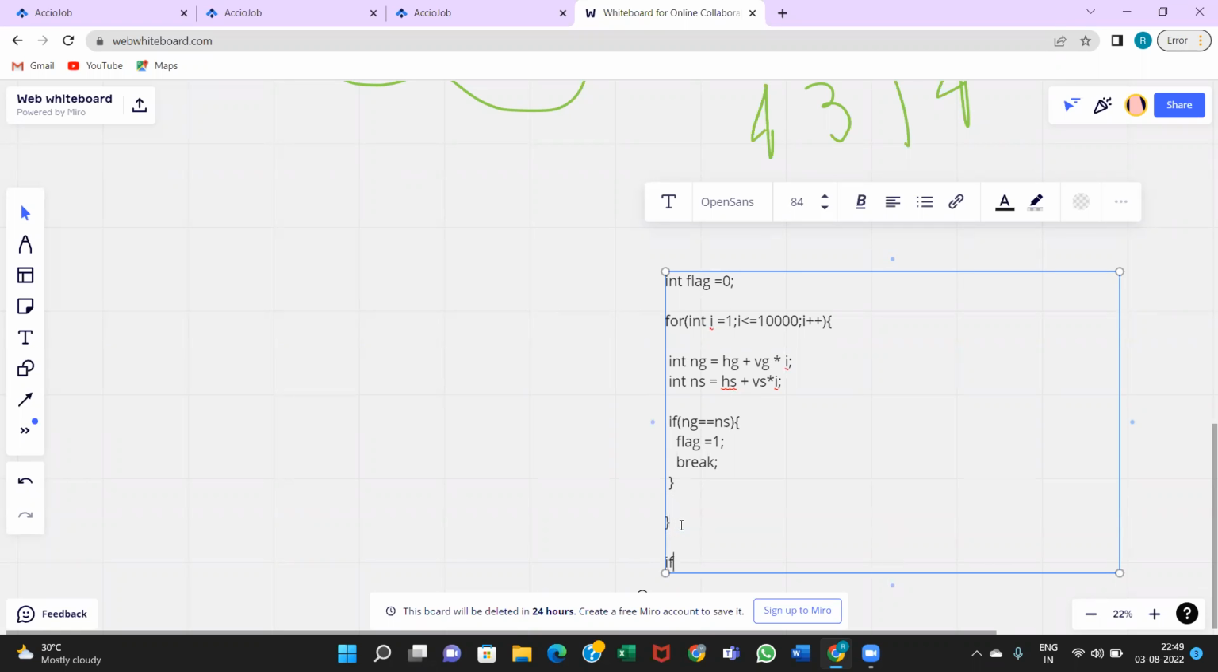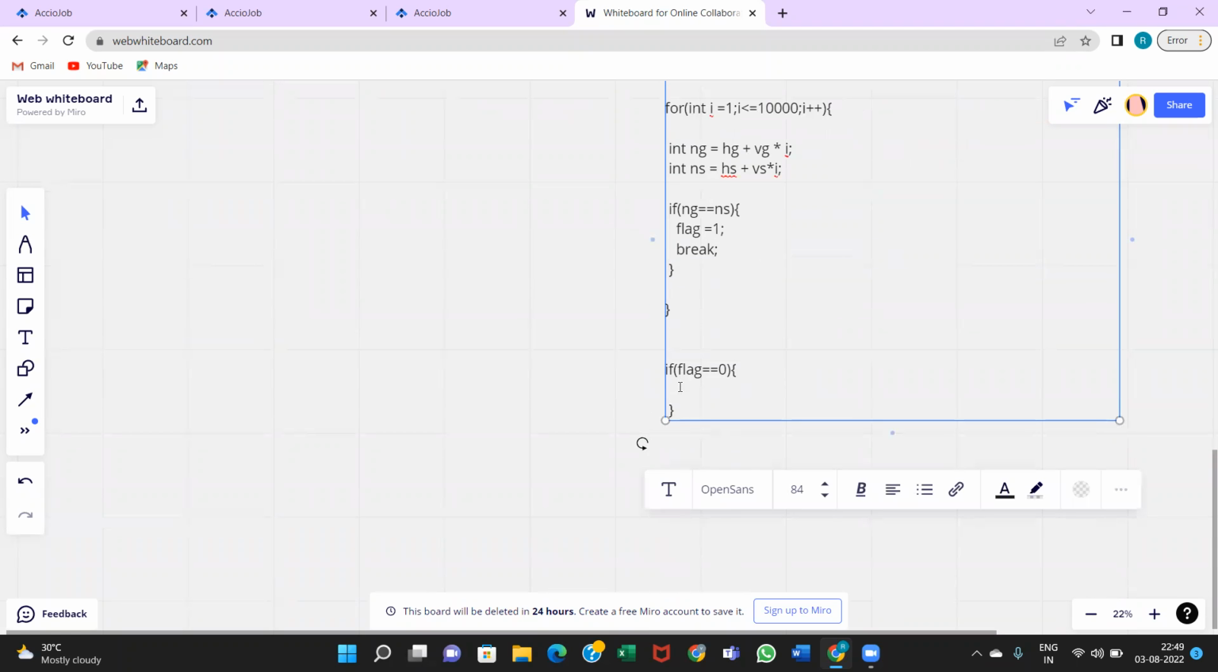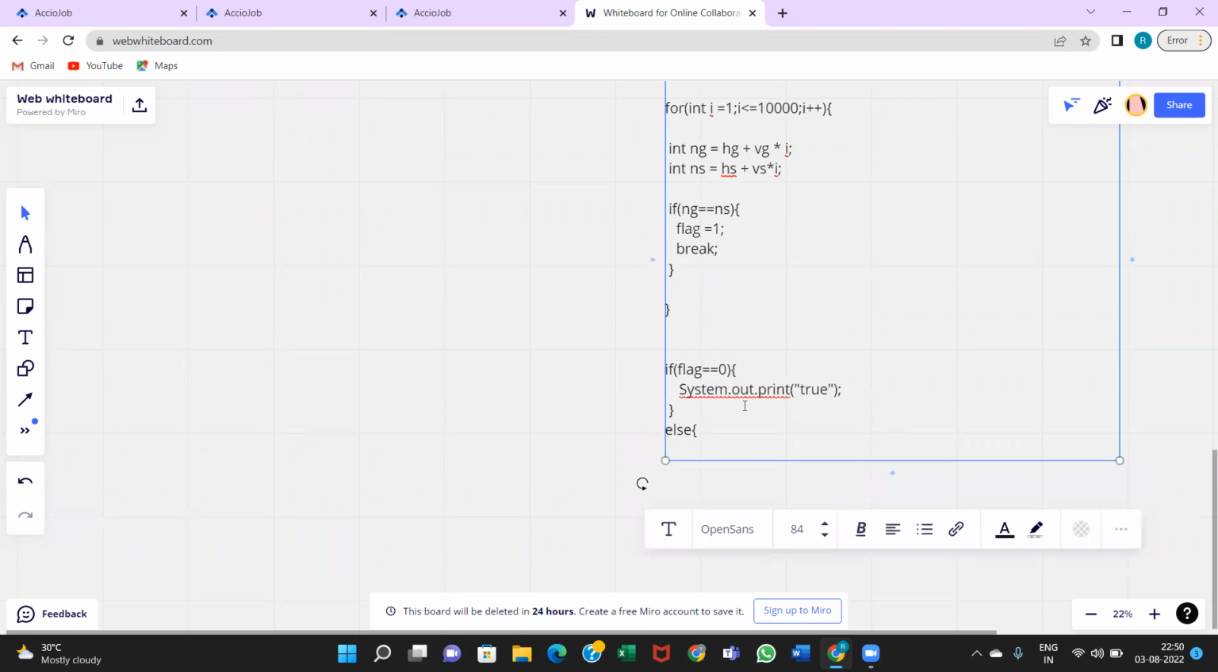And after running the for loop, you'll check that if the value of your flag is still 0, it means you didn't get your answer. In that case, you are going to print false, otherwise you'll print true.